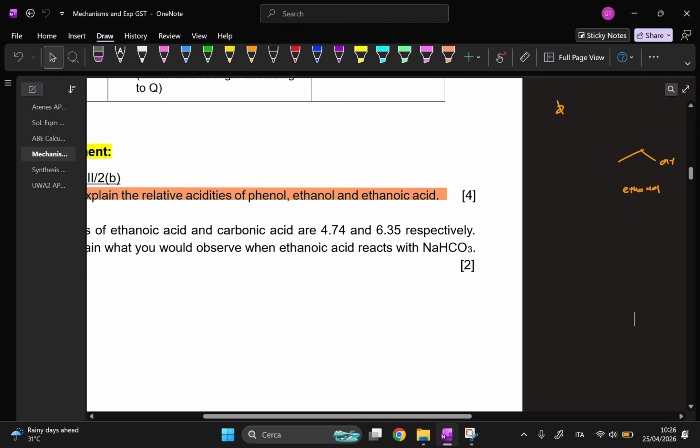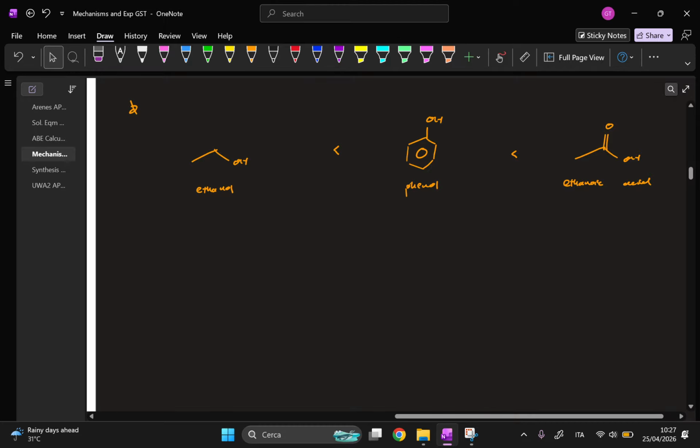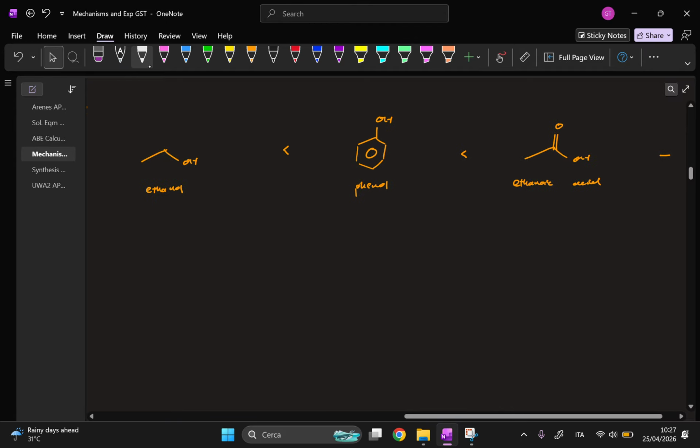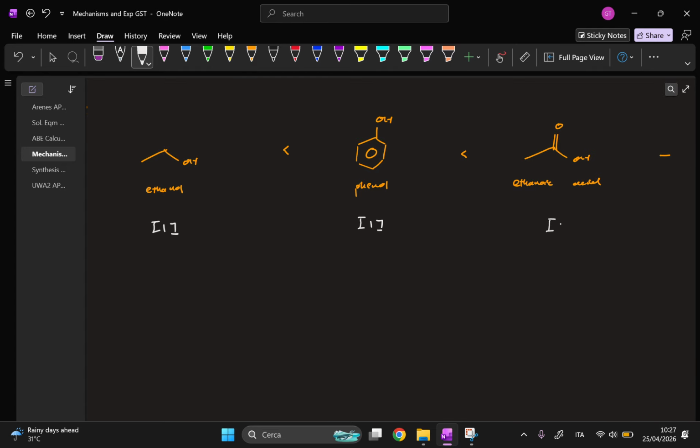Now notice that this question is 4 marks, right? So whenever you have a 4-mark question, this means that I cannot just state the trend. To state the trend will earn you 1 mark. My other 3 marks, where do they come from? Answer, 1 mark is for analysis of this, 1 mark is for analysis of this, and 1 mark is for analysis of this. So a lot of students will just go, oh, I explain why phenol is a stronger acid than ethanol, and then I explain why ethanoic acid is a stronger acid than phenol. And then they think that they've got the marks, but that is not the case. You also need to explain why ethanol is the weakest acid.